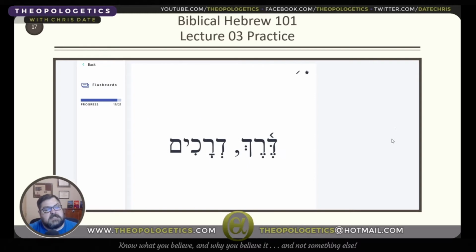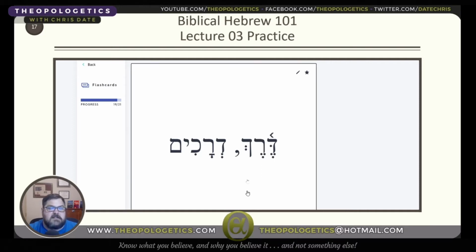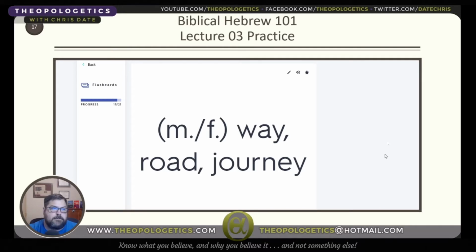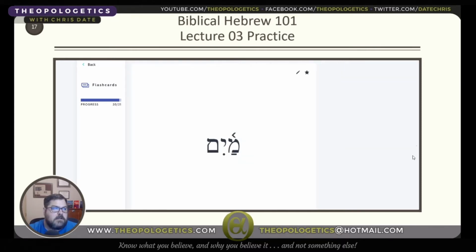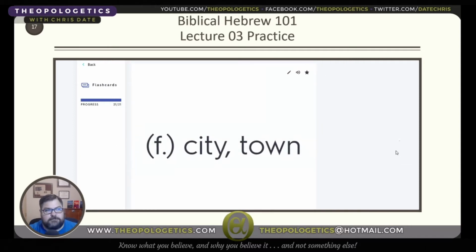Derech is the singular, and the plural is drachim. This means a road or a way, a journey. The way of death and the way of life that God talks about is, that way is derech. Two more to go. Mayim, although it is dual in form, just means water. Not waters, but water. And then finally, ir, and the plural is arim. This isn't the ear on the side of your head. This is a city or a town.